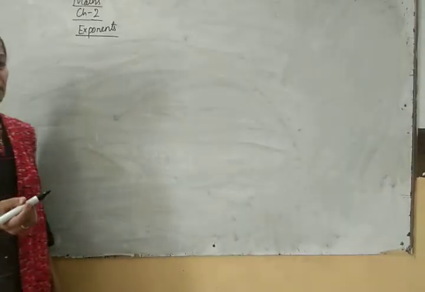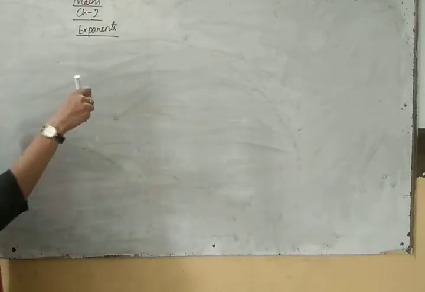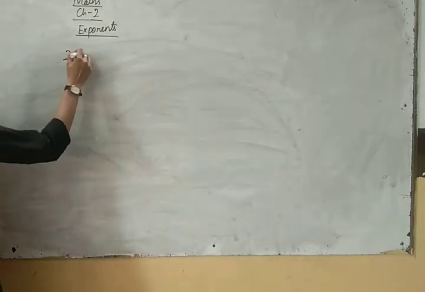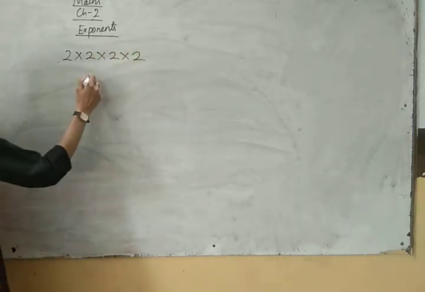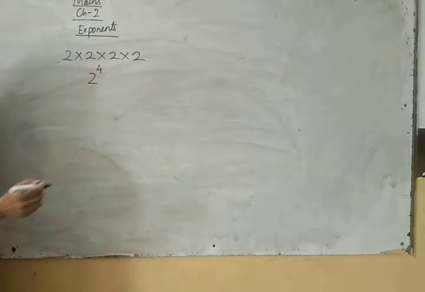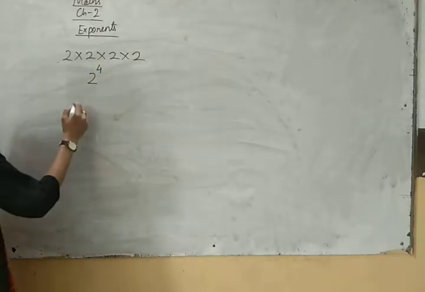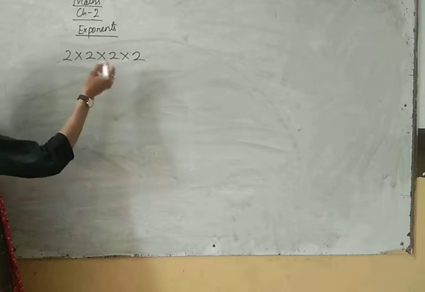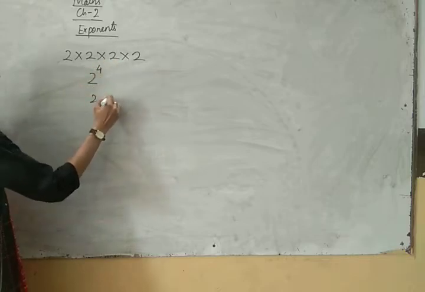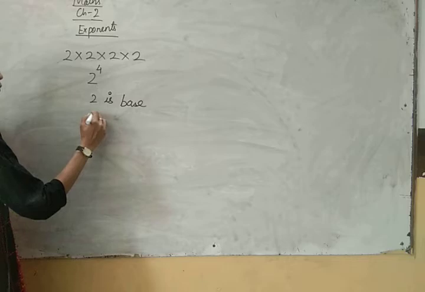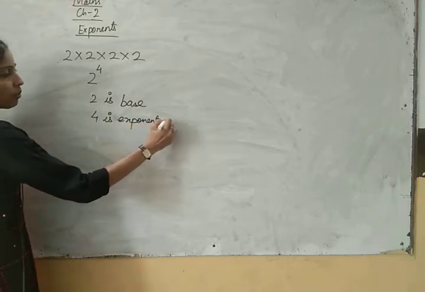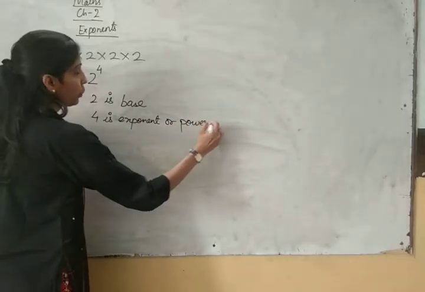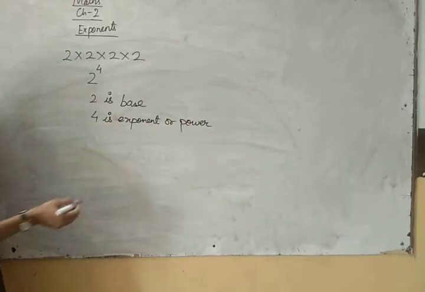Good morning class. Today we are going to start our second chapter, exponents. As you all know, if we write 2 multiplied by 2 multiplied by 2 multiplied by 2, 4 times, then we can write it as 2 raised to the power 4. Here 2 is the base and 4 is the exponent or power.